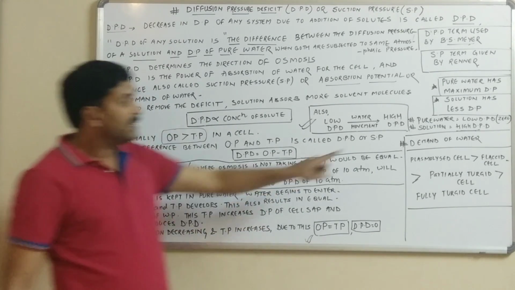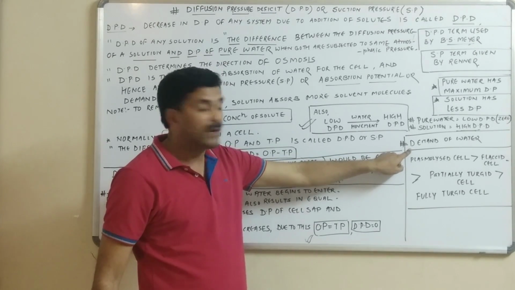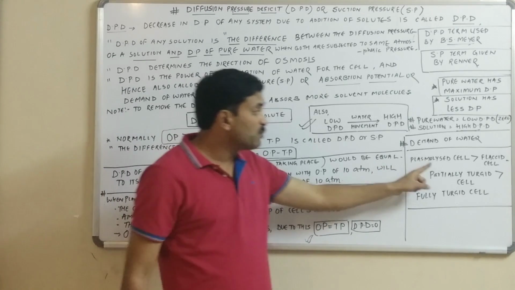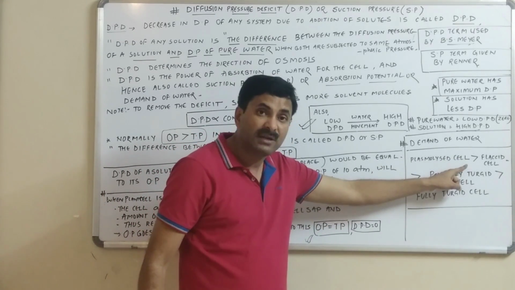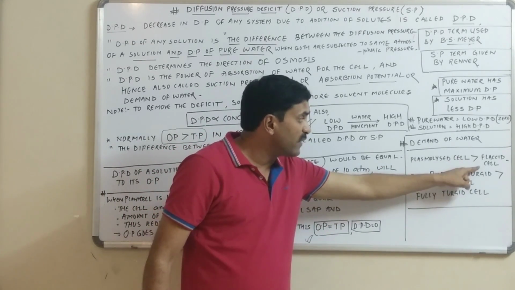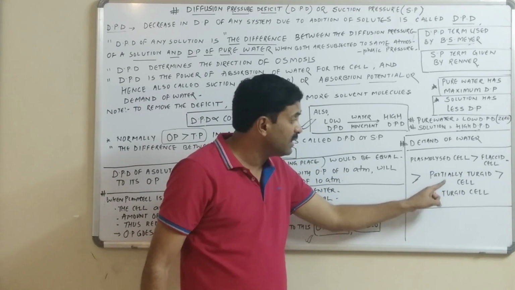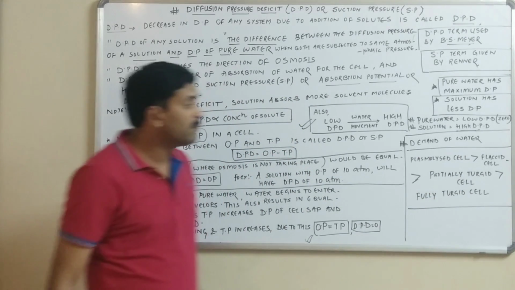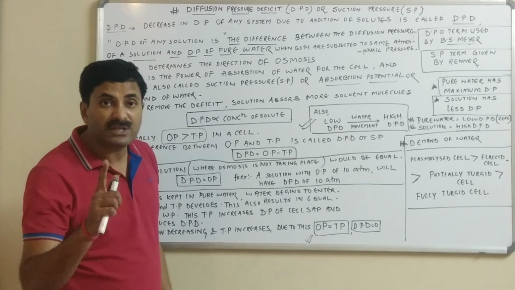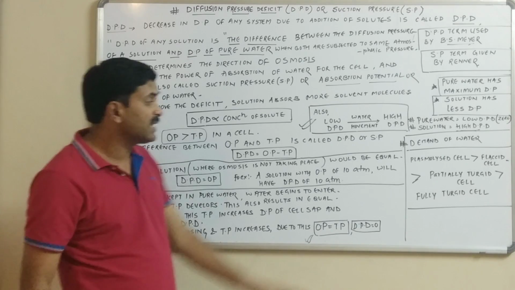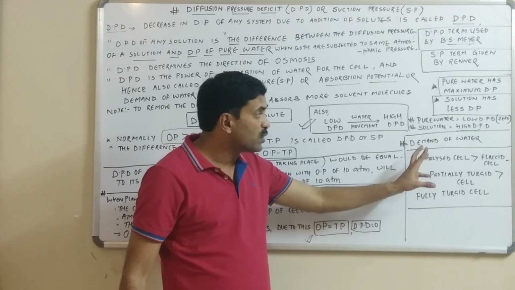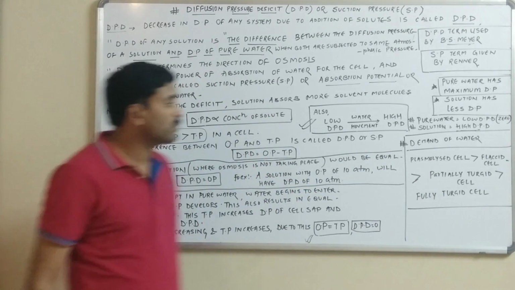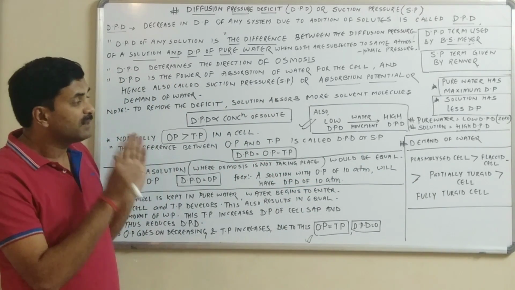One more thing, I have written the demand of water. You have to see which cell has the highest demand of water. A plasmolysed cell has more demand of water than a flaccid cell. A flaccid cell has more demand of water than a partially turgid cell, and a partially turgid cell has more demand of water than a fully turgid cell. So the highest demand of water is in the plasmolysed cell, and the least demand of water is in a fully turgid cell.